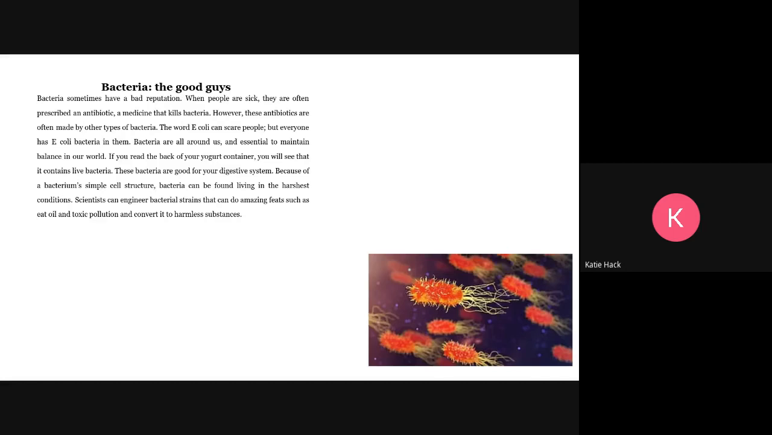Motile, what's that? Able to move. It's kind of like mobile. Yep. So bacteria, the good guys.